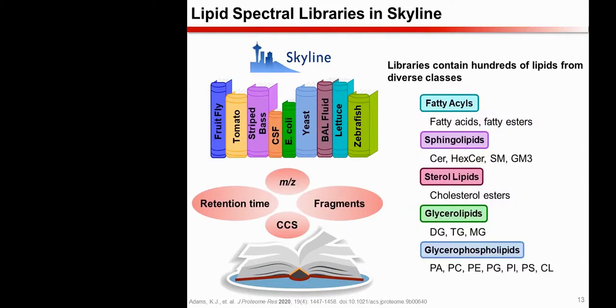And so our resulting libraries contain hundreds of lipids from diverse classes from these 5 lipid categories out of the 8 defined by LIPID MAPS that I mentioned earlier. And the other categories either aren't present in the samples that we've looked at so far, or they just require more specialized extractions.